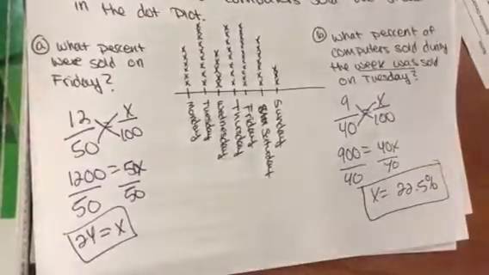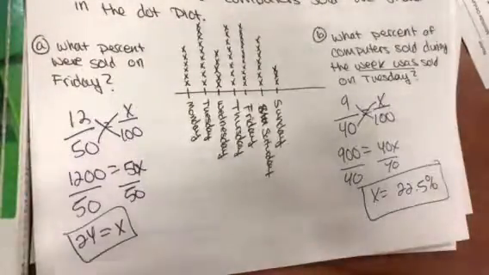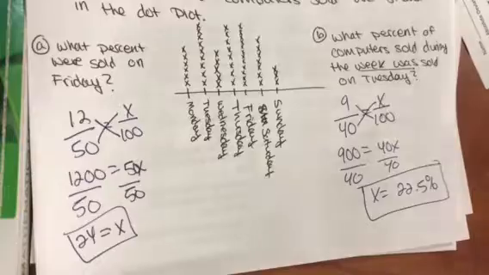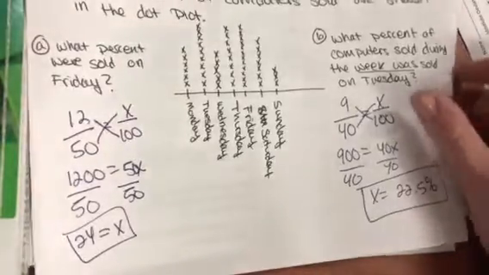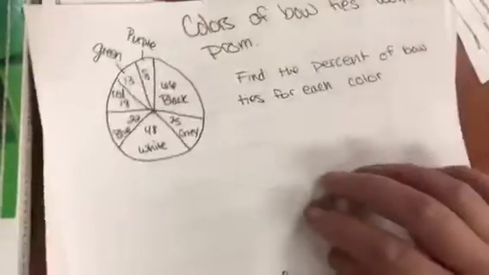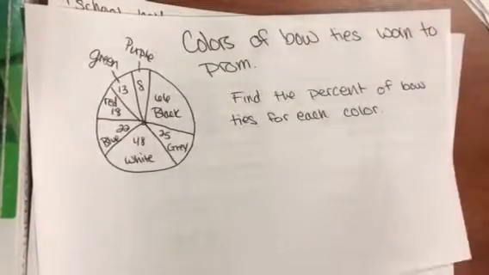We're just doing proportions and equations again, but we're just using data from a graph or a dot plot or a circle graph. Okay, moving on. Colors of bow ties worn to prom.